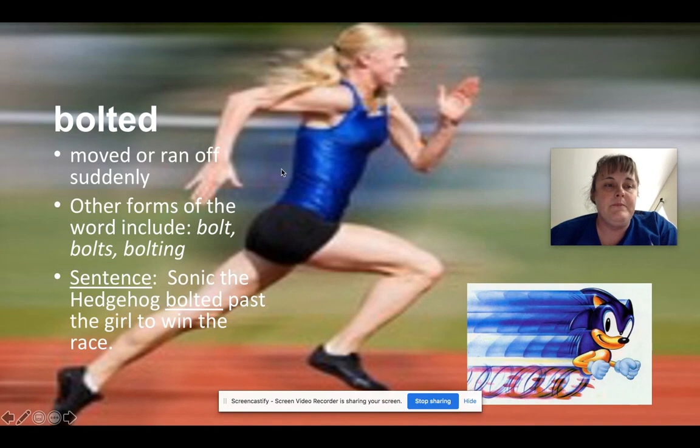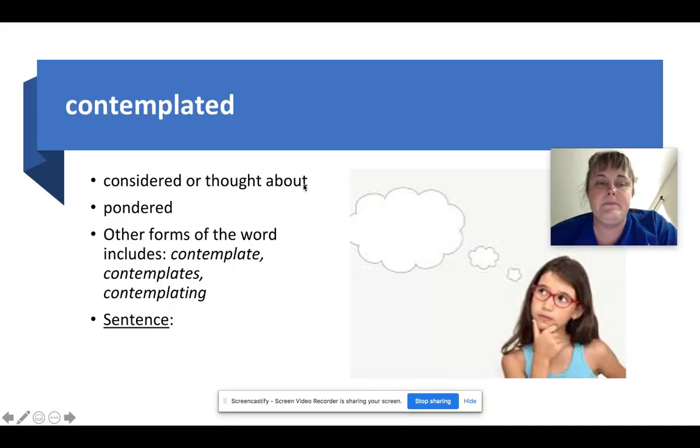And there I go. So bolted is a verb. The next word is contemplated. And you can see this girl over here. Looks like she's got some thought bubbles here. Contemplated means considered or thought about or pondered.